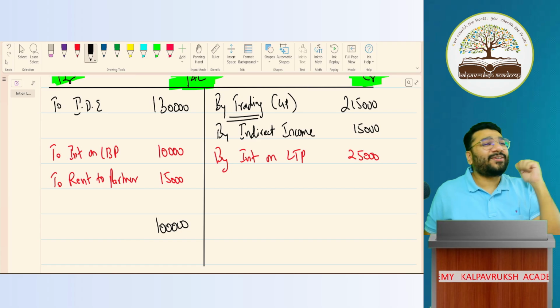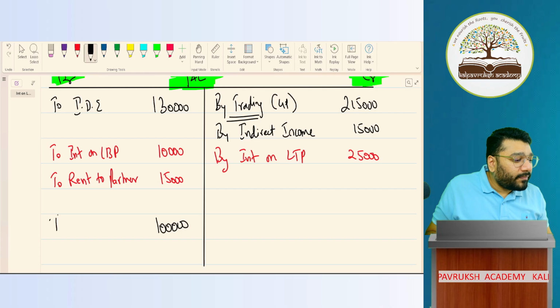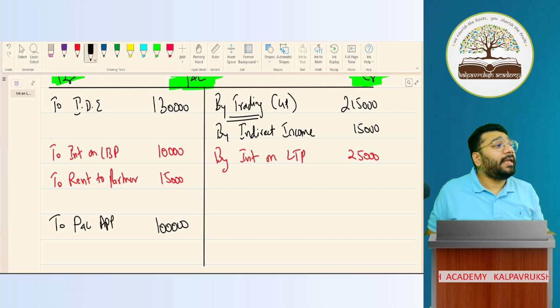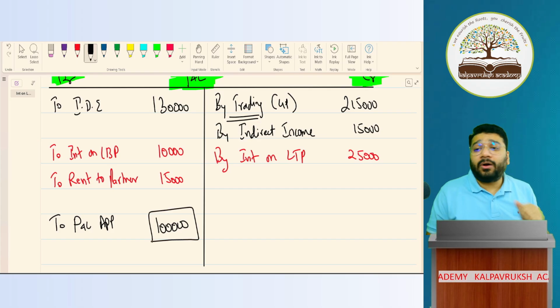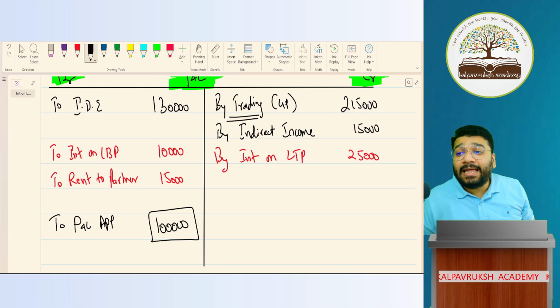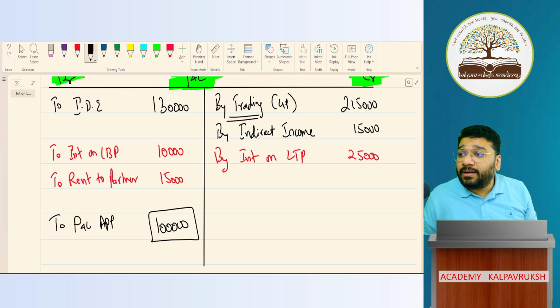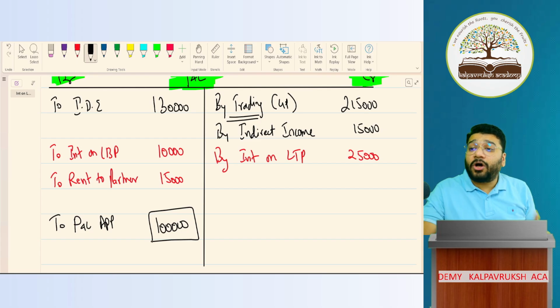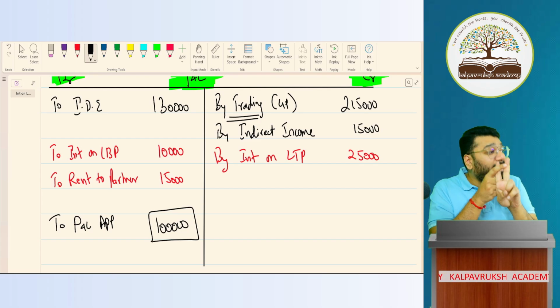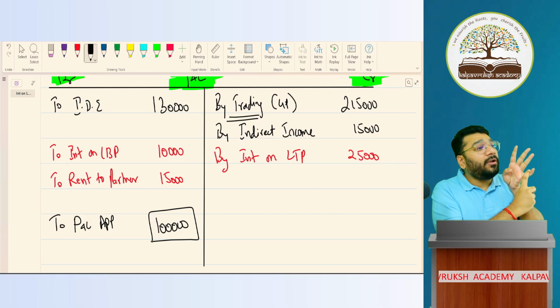Now what is this called? This is called net profit. But I'll record it in the P&L appropriation account. This 1 lakh rupees profit I have to transfer from this account to another account called the P&L appropriation account. Because when you're preparing the financial statements for a partnership concern, the financial statements comprise the trading account, P&L account, P&L appropriation account, and balance sheet. Got it? Not got it?